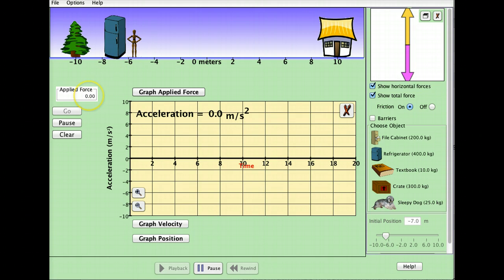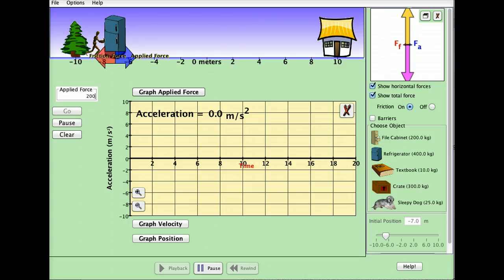You're going to be asked to start out, first of all, by writing down the mass of the object that you will choose, which is the file cabinet. And the first applied force we're asking you to use in this demonstration is 100. Once that 100 is in, we'll click go, and you'll notice a couple of things. Notice that the applied force is the same as the friction force. We don't have an exact number on this, but that's okay. We can see the arrows are the same. So the refrigerator is not moving even though we've applied 100 newtons of force.